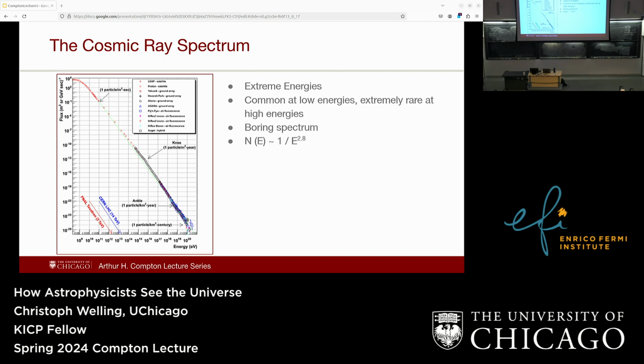But overall, this spectrum just roughly follows what's called a power law. So the number of particles you see is proportional to 1 divided by the energy to the 3rd power. So if you have 10 times the energy, you have a little more than 1/1000th the number of particles anymore. There was a question, right?